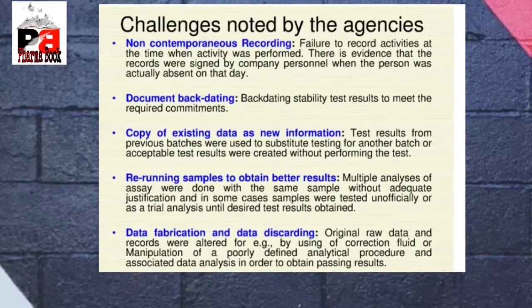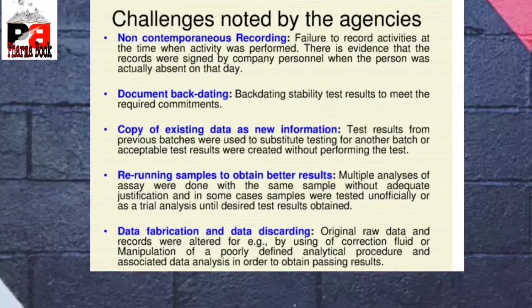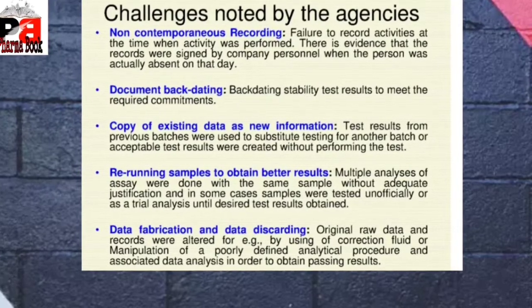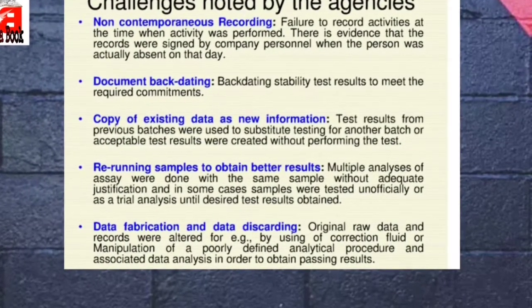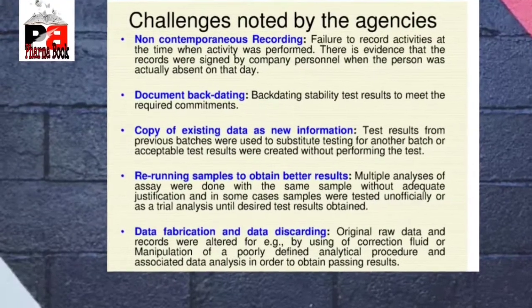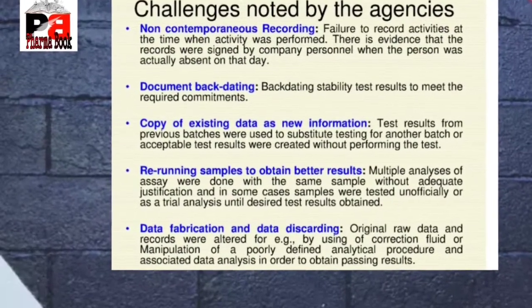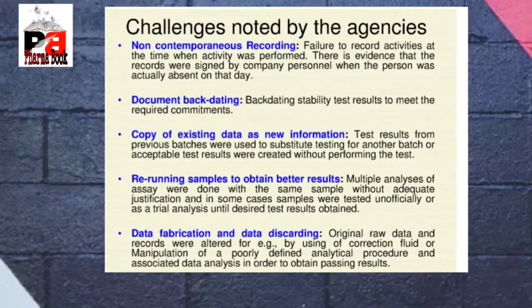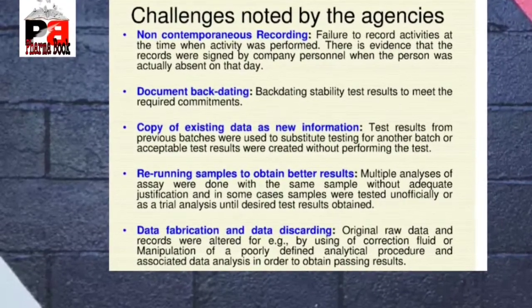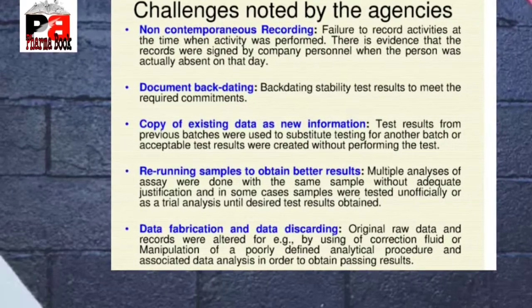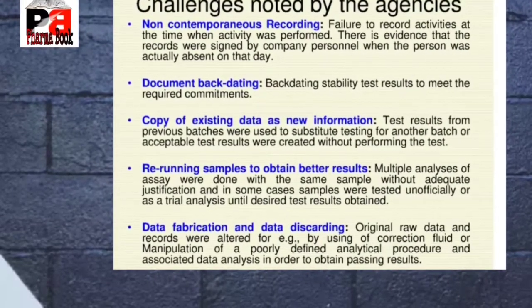Number 4, rerunning samples to obtain better results. It means repeating the analysis without any proper justification. Number 5, data fabrication and data discarding. It means changing the original raw data, original records, and discarding the original records and raw data.